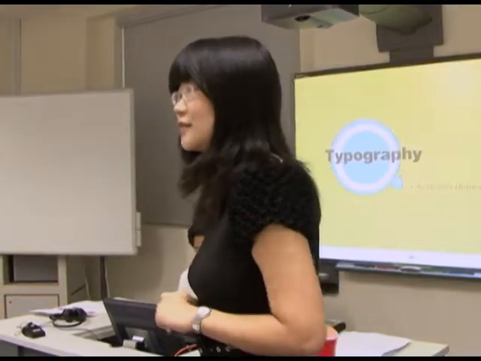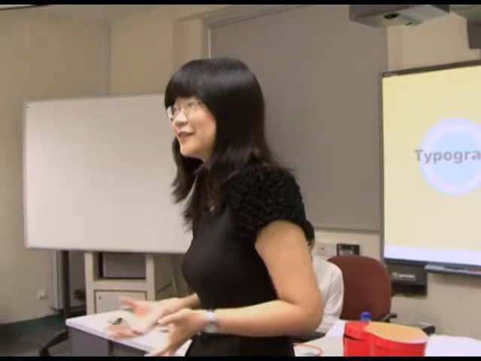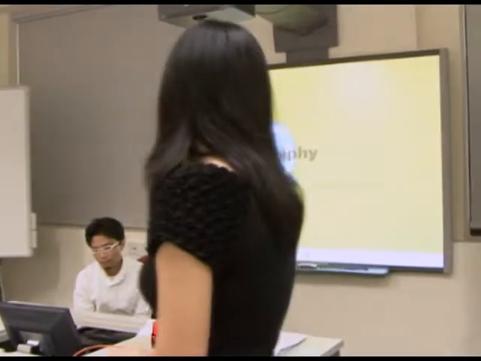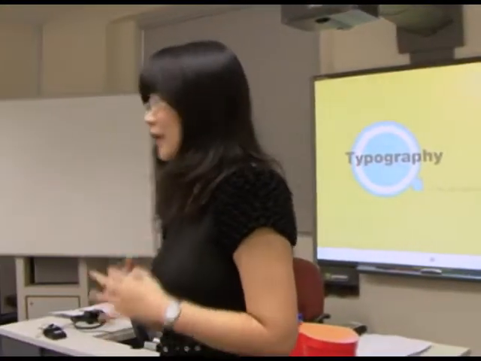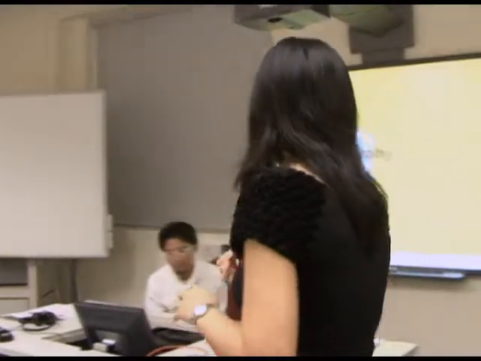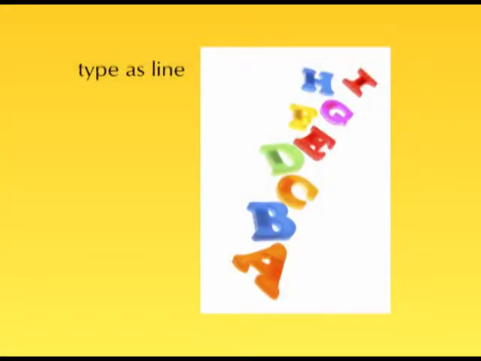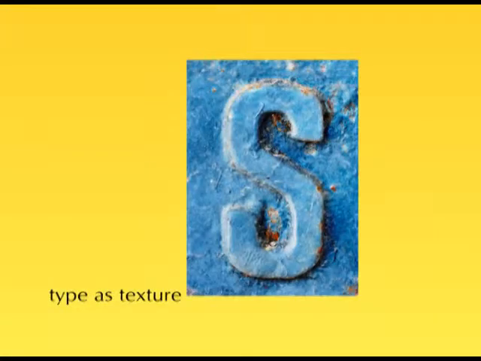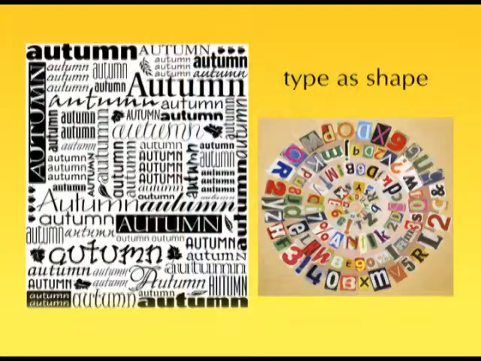The knowledge of basic typographic terms and measurements is important to understanding and working with type. So in the next 15 minutes, I will introduce some basic terminologies and the rules that govern how designers work with type. Okay, first, in a design composition, type can work as a design element. Type can work as line, like in this picture, as color, as texture, and as shape.